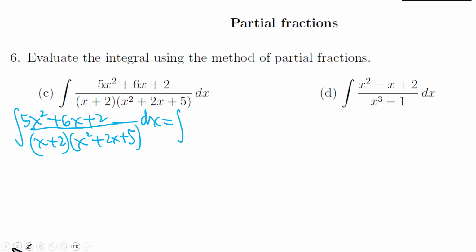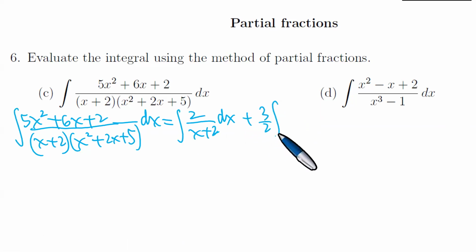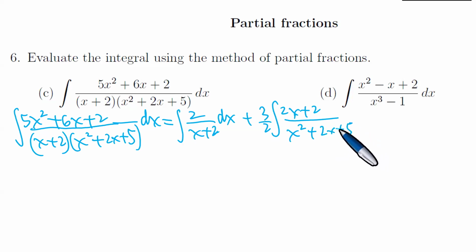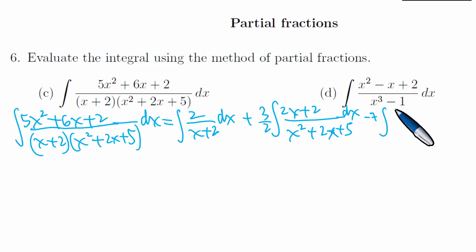So here we have the integral of 2 over x plus 2 dx, plus 3 over 2 times the integral of 2x plus 2 over x squared plus 2x plus 5 dx, minus 7 times the integral of 1 over x squared plus 2x plus 5 plus 4. Okay, then what do you need to do here to integrate this one?